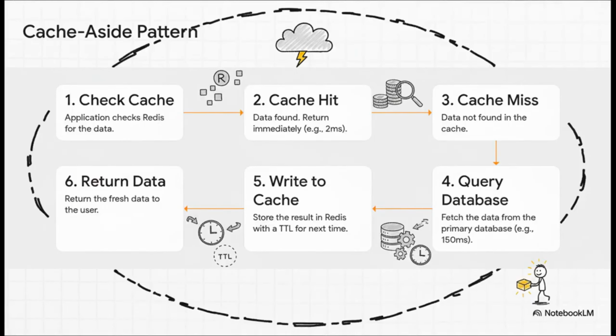Now, the most common way to use this is a pattern called cache aside. Here's how it works. A request for data comes in. First, the application checks Redis. If the data's there, boom, that's a cache hit. It's returned immediately. If it's not there, a cache miss, the application has to go query the main database. Then it takes that result, stores it back into Redis with a time to live, or TTL, and then returns it to the user. Why? Because the next request for that same data is going to be a cache hit.